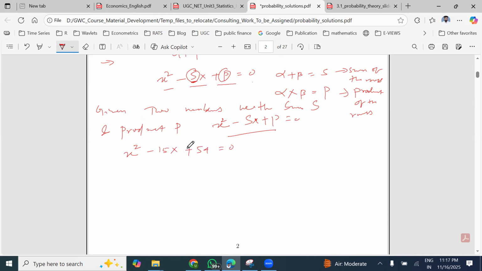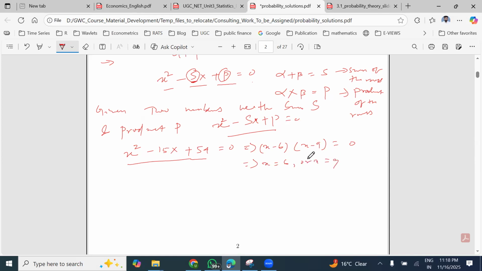Correct? Now, in terms of factorization, you have to think quickly. Which are the two numbers that add to 15 and multiply to 54? 9 and 6, sir. So it will be x minus 6 into x minus 9 equal to 0, and the solutions will be x equal to 6 or x equal to 9.